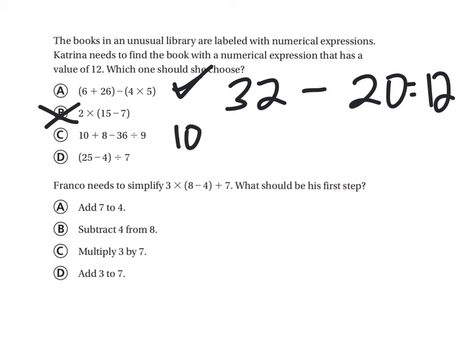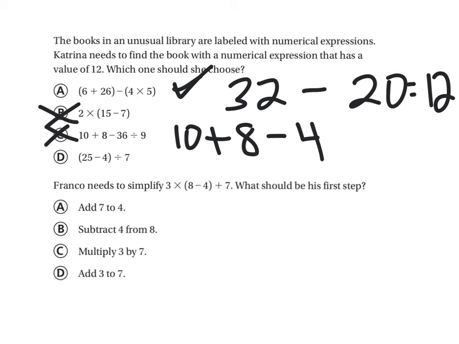And so if I completed the rest of that, I'm going to write it out. It would look like 10 plus 8 minus 4. And then I would solve that going from left to right. So 10 plus 8 is 18. 18 minus 4 is not going to give me 12. 18 minus 4 is 14. So I know that C is out.